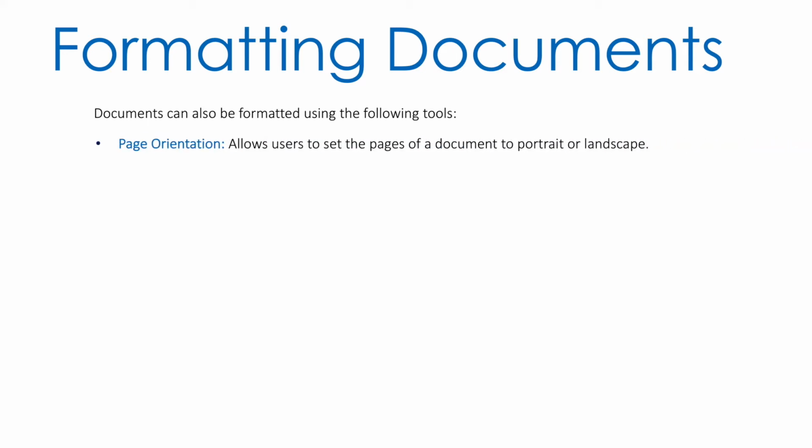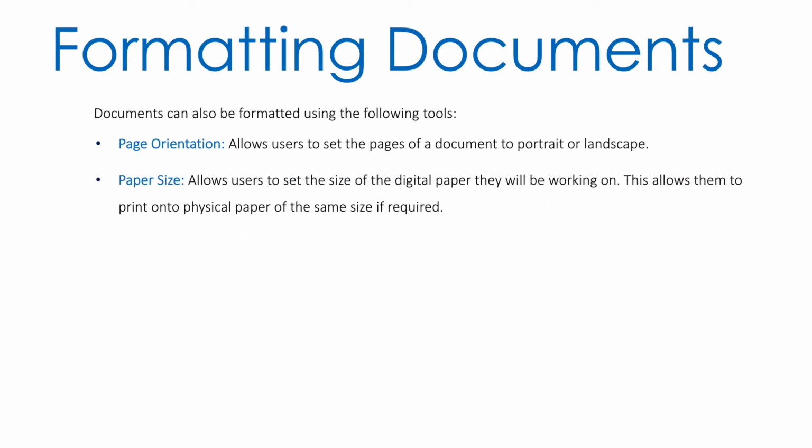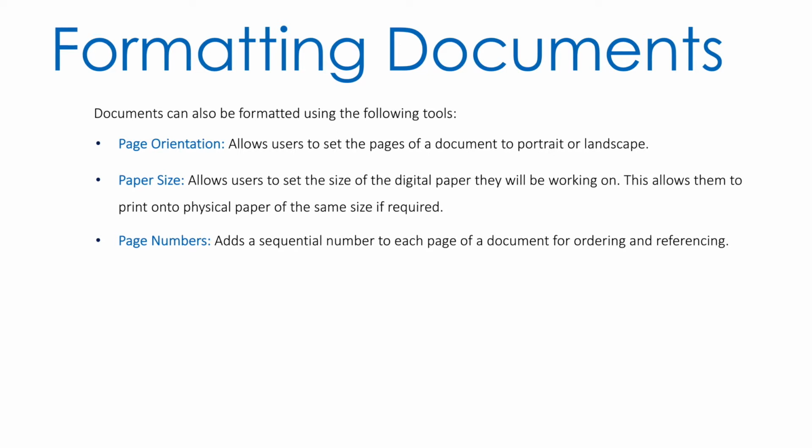So firstly, we'll talk about page orientation, which allows the user to set the page style to either portrait or landscape. We've then got paper size, which allows users to set the size of the digital paper they'll be working on, which allows them then to print onto physical paper of that same size, such as A4 or A5. Next, we have page numbers, which adds a sequential number to each page of a document for ordering and referencing.